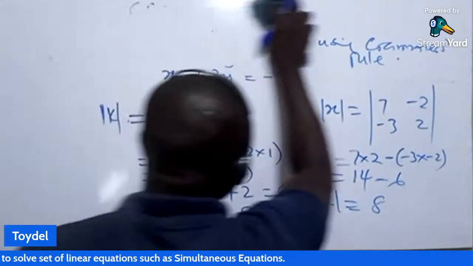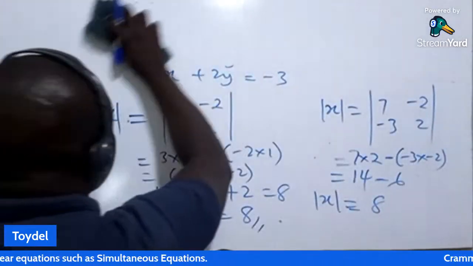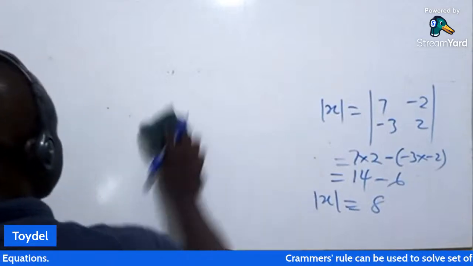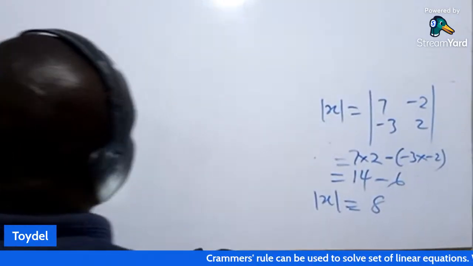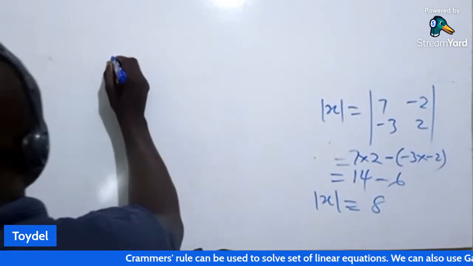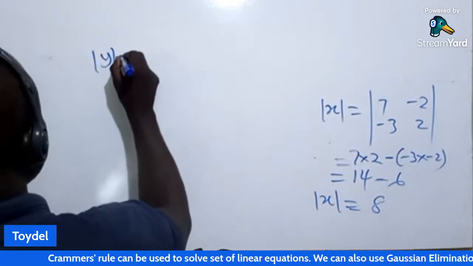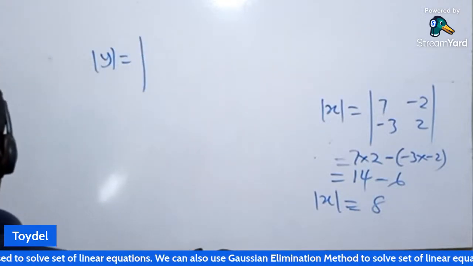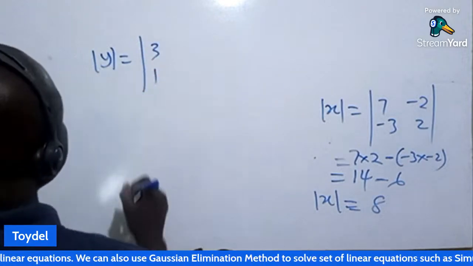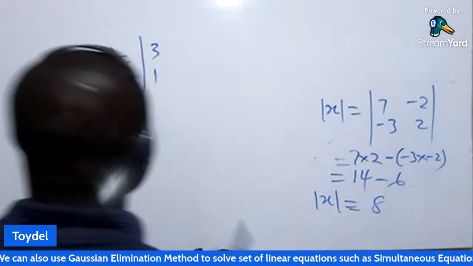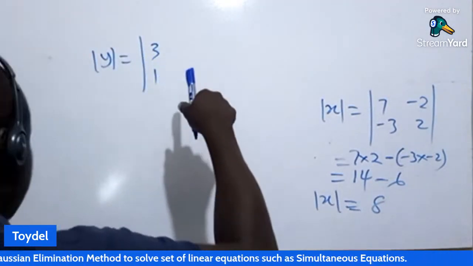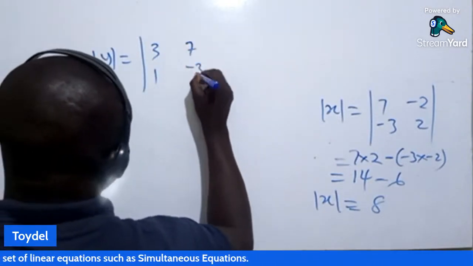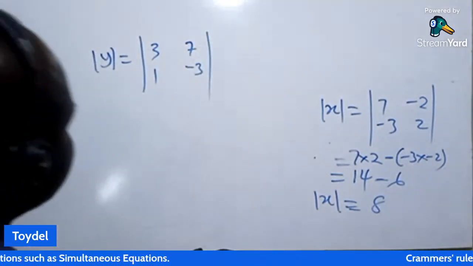Then we go ahead and find the determinant of y. We know the determinant of k to be 8. So what will be the determinant of y? The determinant of y will be, we write the coefficient of x. Of course, the coefficient of x there is 3 and 1. Now, instead of using the coefficient of y, which is minus 2 and 2, I'm going to replace it with the constant at the right hand side. That will be 7 and minus 3.